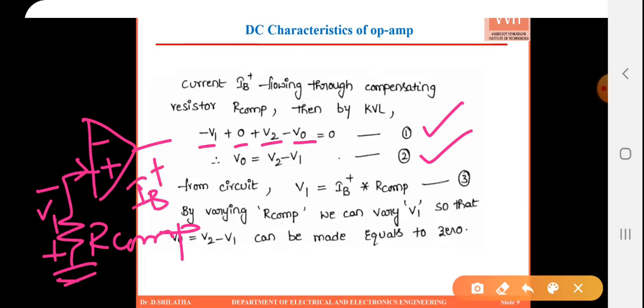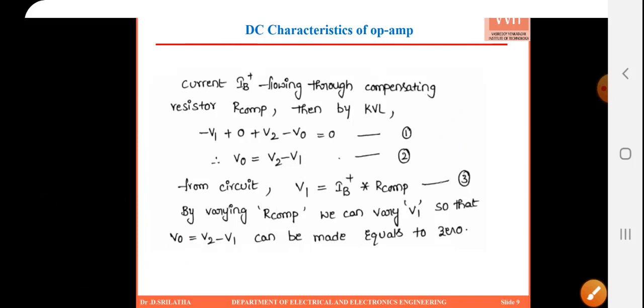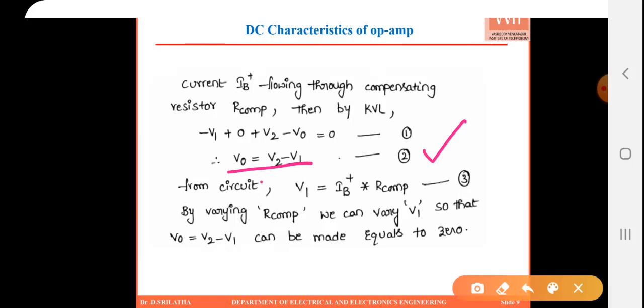So V1 can be written as IB plus into the compensating resistor. From equation 2, our V0 is equal to V2 minus V1, where V2 is the voltage across the feedback resistor and V1 is the voltage across the compensating resistor. Some voltage appears at the output of the differential amplifier due to the biasing current.